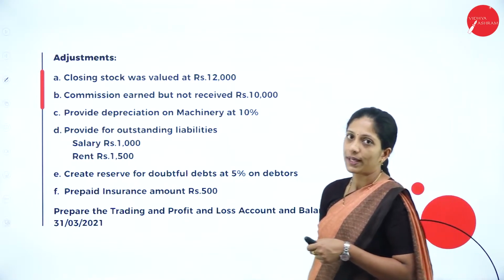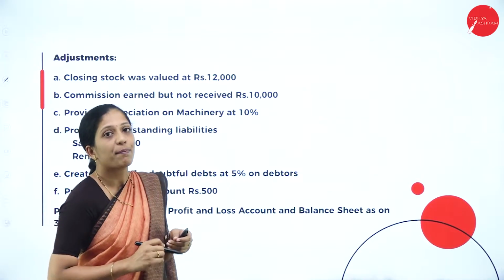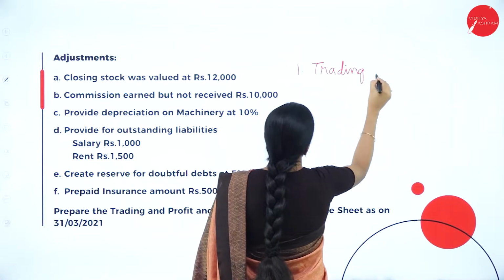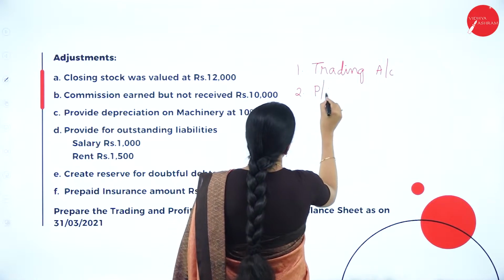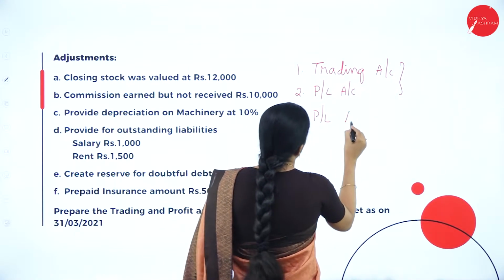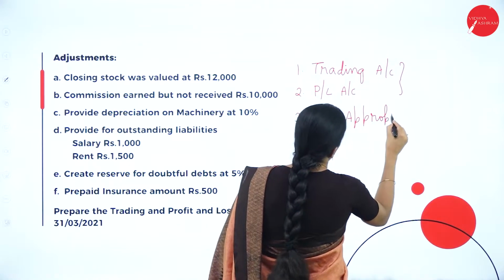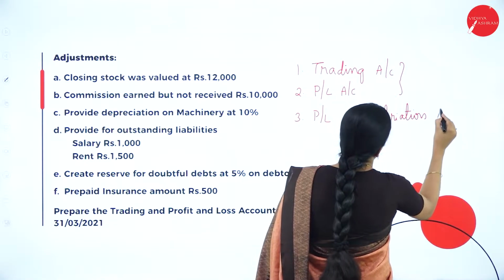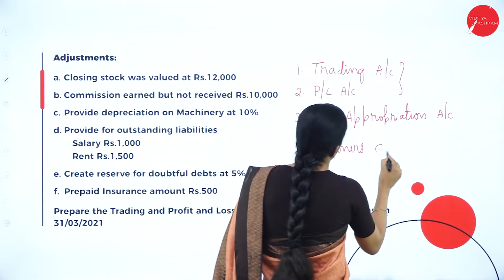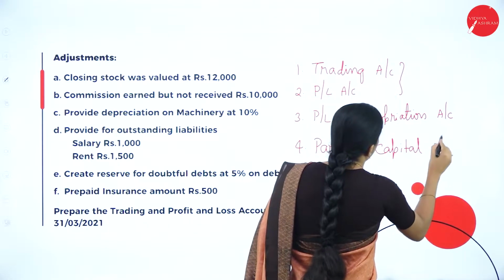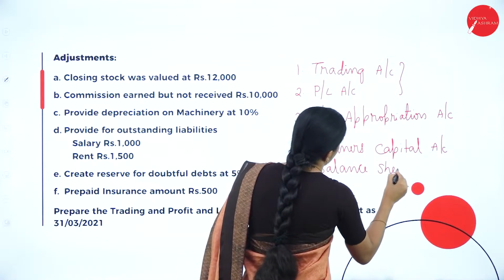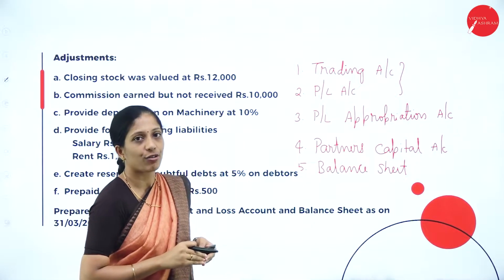Now they have asked us to prepare trading account, profit and loss account and balance sheet as on 31st/3/2021. Normally the final accounts that we have to prepare under partnership firm are, so we have to prepare trading account. Next is profit and loss account. So this will be a combined one account. Okay, next is profit and loss appropriation account. And then we have to prepare partners capital account. And last we have to prepare the balance sheet. So these are the accounts we have to prepare under final accounts of partnership firm.